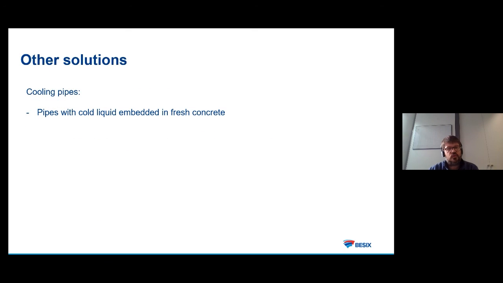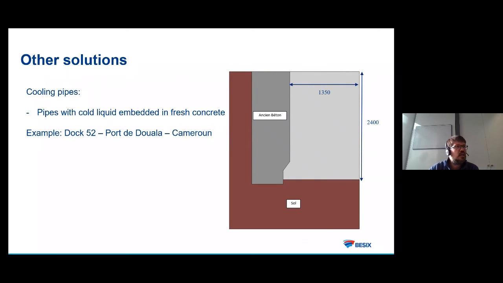Another solution to avoid temperature problems, and again to show that first you have to work on the mix design, is to use cooling pipes. These are pipes with cold liquid embedded in fresh concrete. Another example was a big beam in Cameroon. It was absolutely necessary to use the same one, which is absolutely the worst cement to use for big elements like this, but we didn't have the choice.